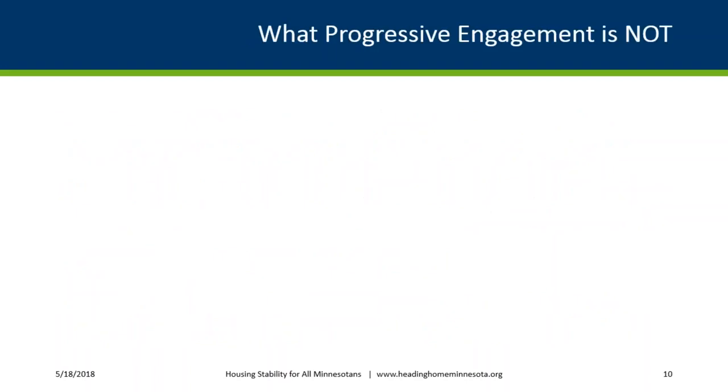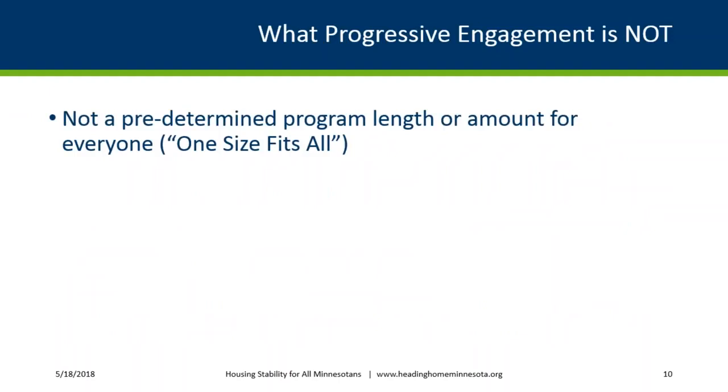So maybe it's helpful to say what progressive engagement is not, because sometimes people think, oh yeah, we do that, and then we start to talk about it, and we realize, no, that's not really what we're talking about. So one thing it's not is a predetermined program length or amount for everyone, right? One size fits all. This is a 12-month program. You're going to get your rent paid for that period of time, and then it ends at the end of that, regardless of what's going on for you. So not one size fits all.